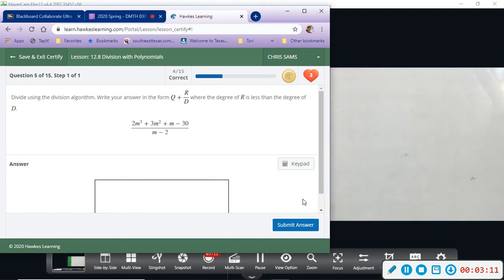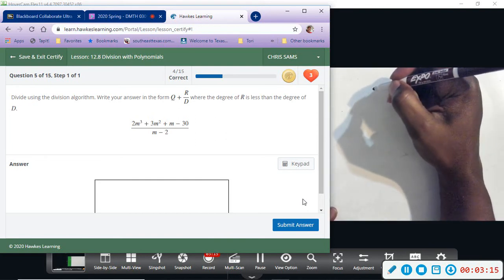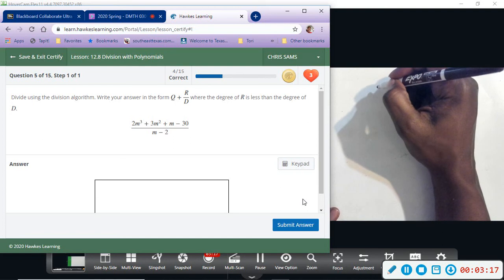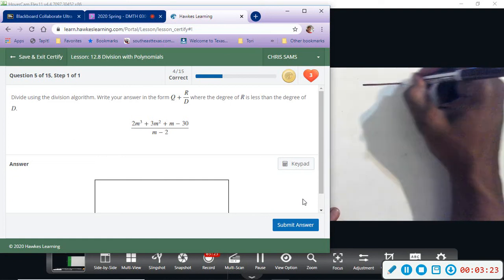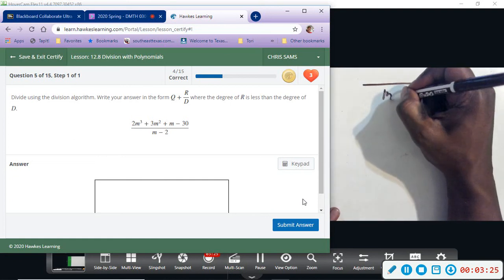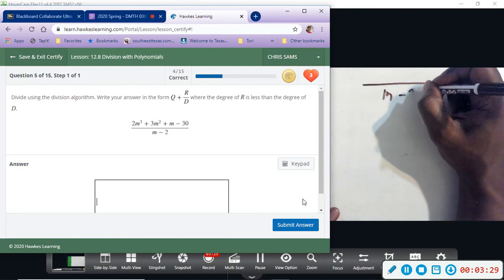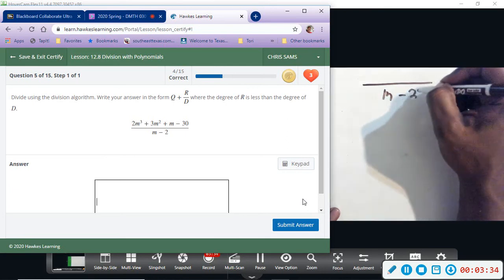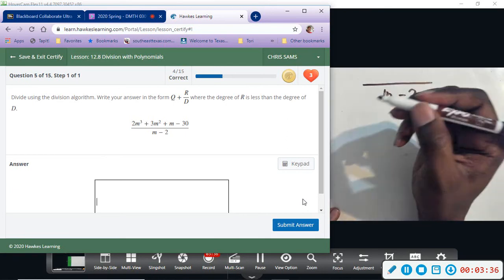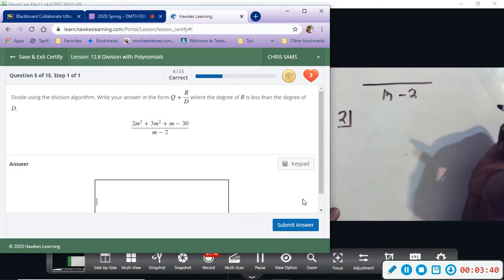Okay, so this one I'm going to do with synthetic. So the bottom number, negative 2, we're going to change signs. So you need to make sure, so I'm just focusing on the bottom right now. You need to make sure this power is a 1, and then you got some whole number that makes it nice. Otherwise, long division is going to be better. So take the opposite sign. That's going to give us a positive 2 to put in our box.